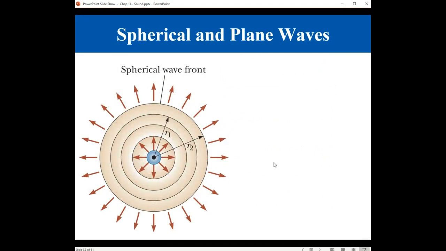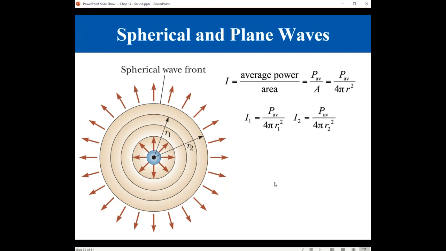Sound waves in air are spherical waves that start from the source and propagate in all directions, as you can see in this image. And the intensity can be calculated at any point. It is the average power divided by the area. The area for a spherical surface is 4 pi r squared. R is the radius. So you need to divide the average power by this area.